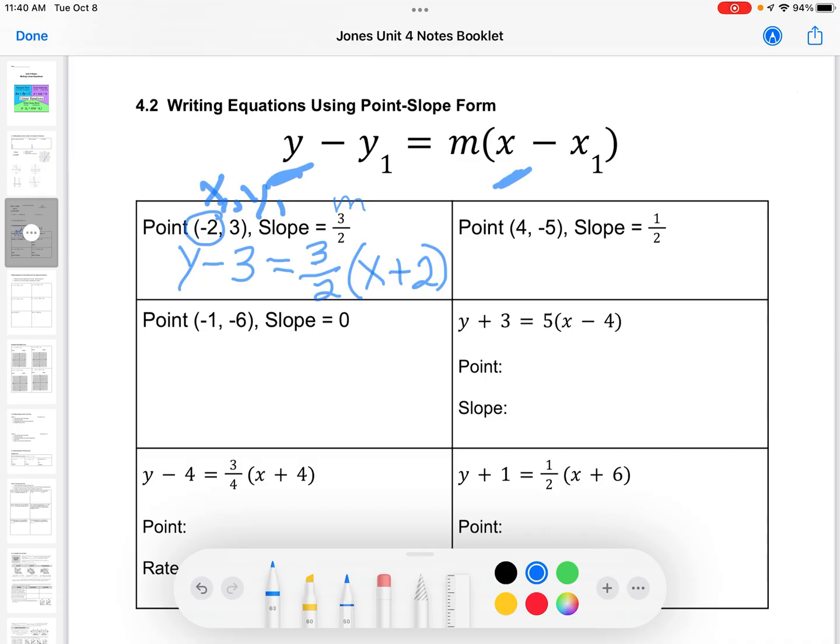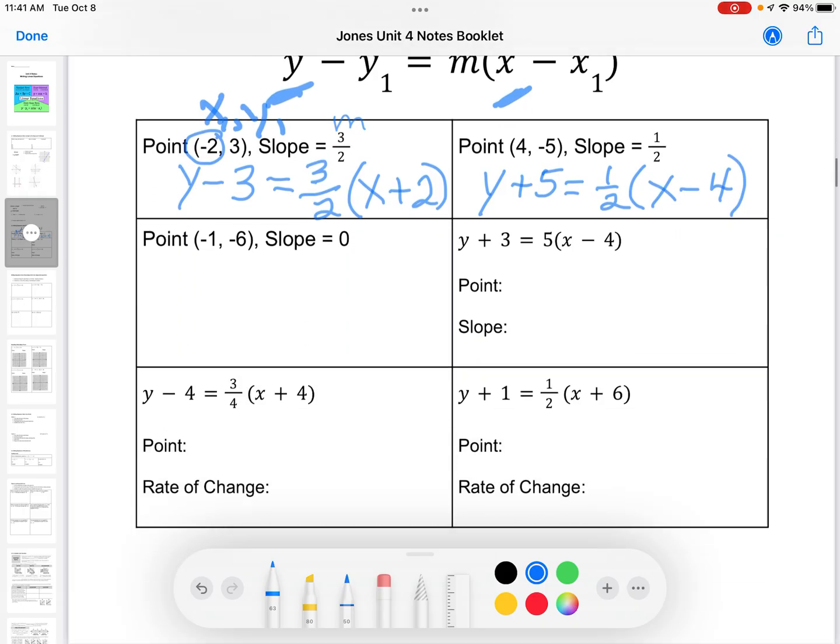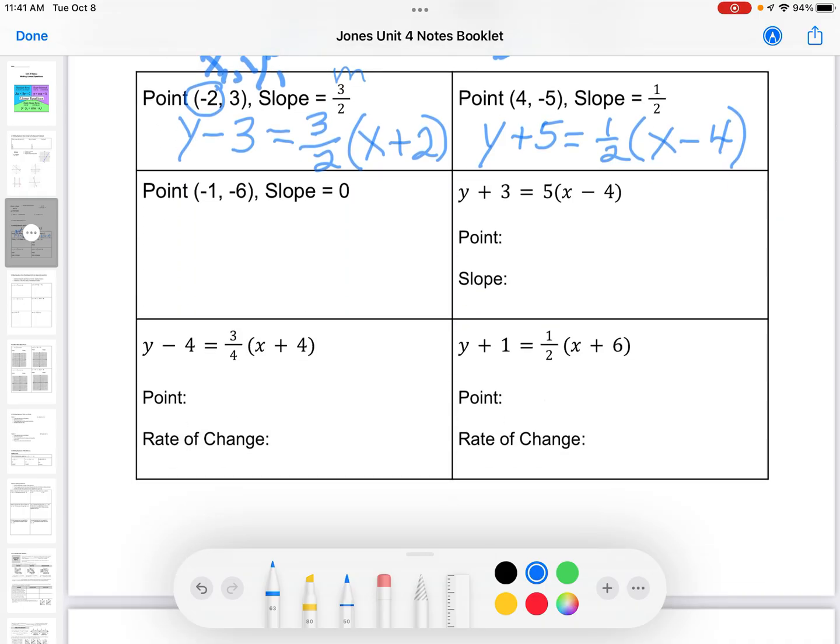So let's do this one here. Y minus -5 turns into y plus 5 equals the slope of 1/2 times x minus 4. Now we'll simplify these later. Right now we're just writing it. So what if I give you the equation in point-slope form and I ask you, what's the point on this line that's in the equation and what's the slope?